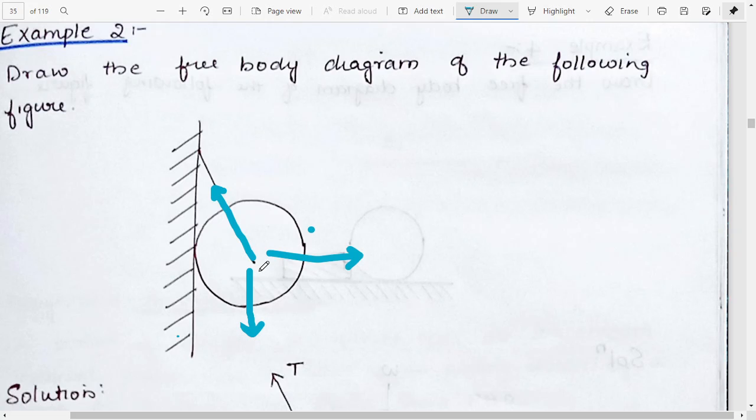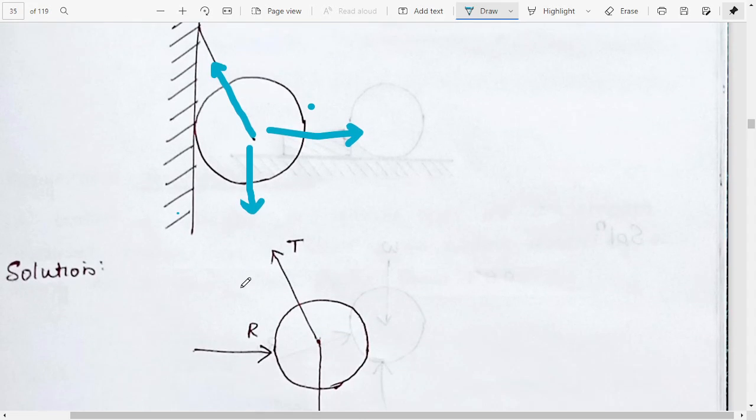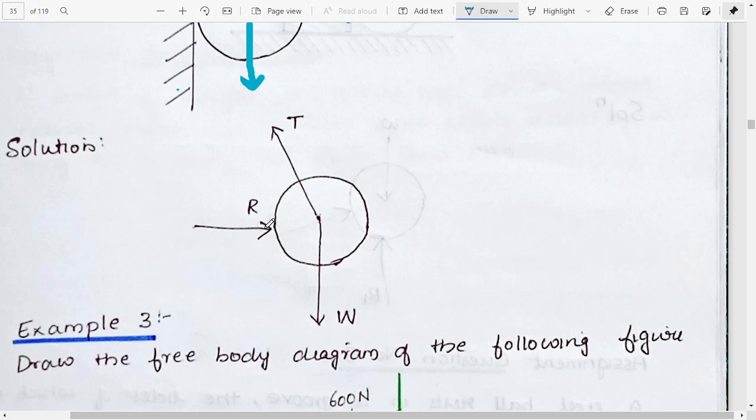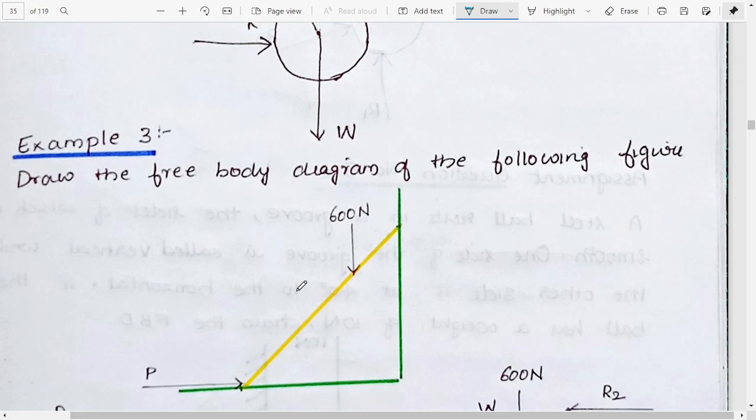Now what we need to do is isolate the body and remove all the constraints, or remove all the other things. So here we have the reaction, then we have the tension, then we have W. Now let us move to the third one. In this case we need to draw the free body diagram of the following figure.